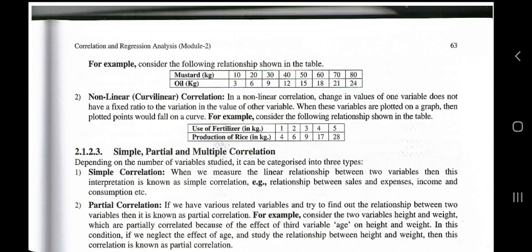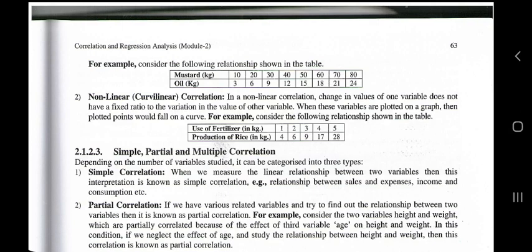Means you can also say that it is a perfect example of positive correlation because both the quantities are increasing with the same kind of rate. So if you plot all the data, then you will get a linear line connecting all the points.